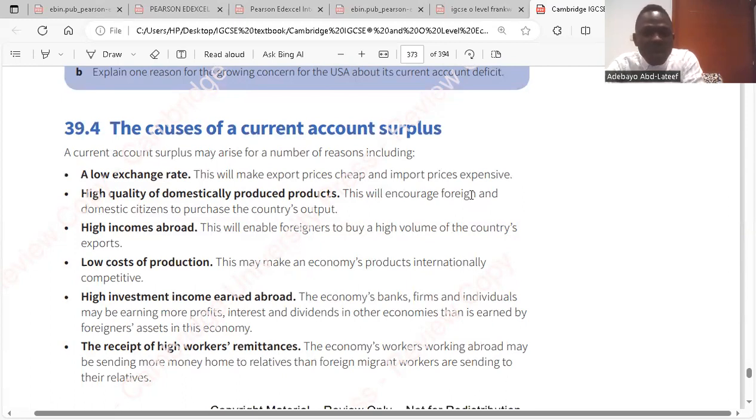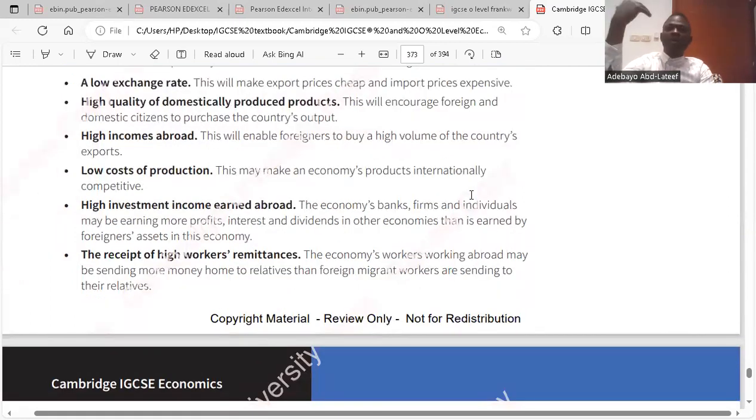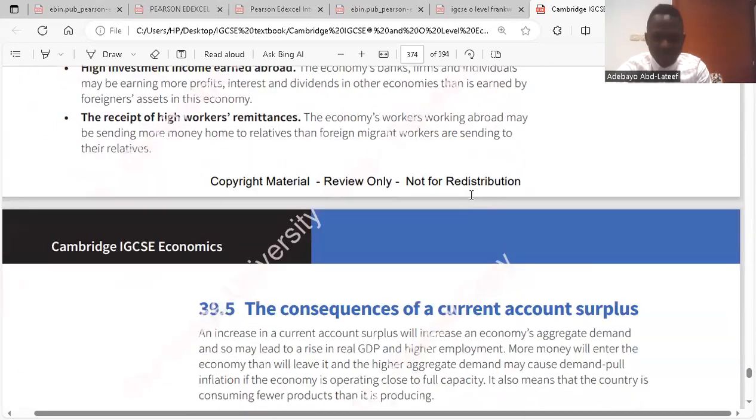The receipt of high workers' remittances. Libyans abroad are getting huge salaries. They send it back home, and it goes on the credit side of your current account.